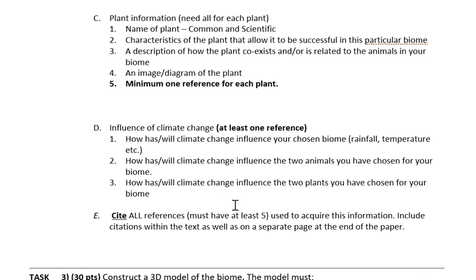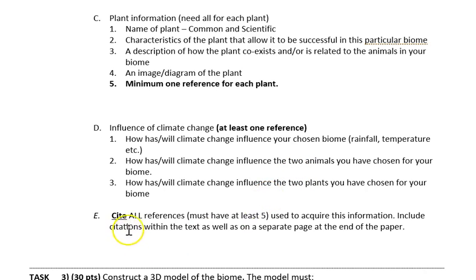So again, you're going to need at least a reference for that. And again, if you just tell me it's going to get hot and it's going to get dry, and that's all you're going to write, then you're not going to get a lot of credit for that. So I really want you making an effort to look at the specifics. Also note you have to talk about how the climate change will influence the two animals. So with the changes, what's going to happen to the animals? What's going to happen to the plants?